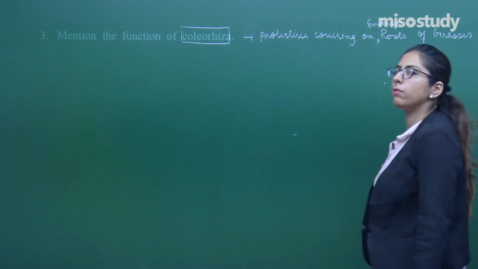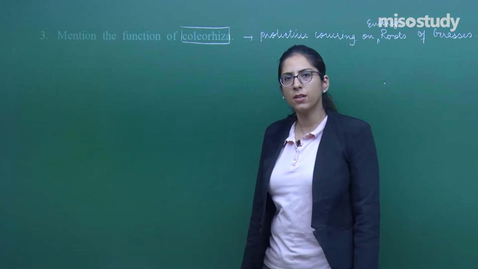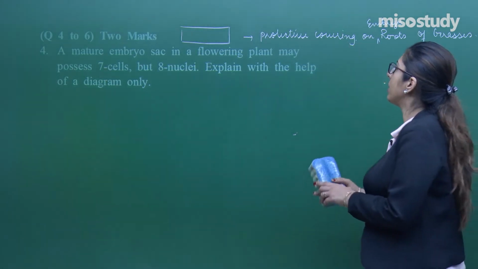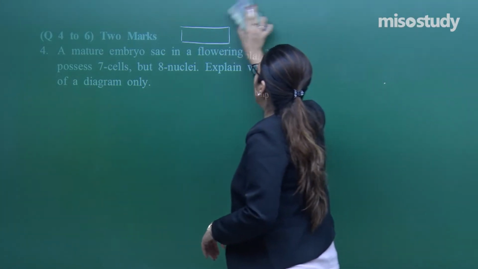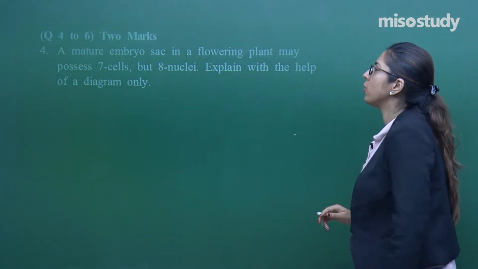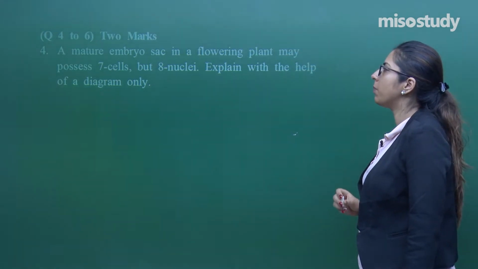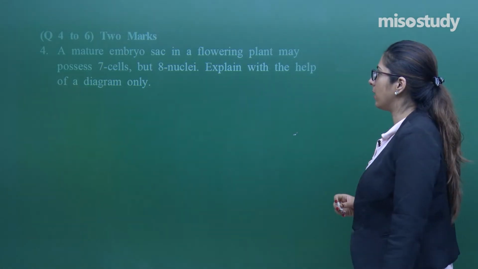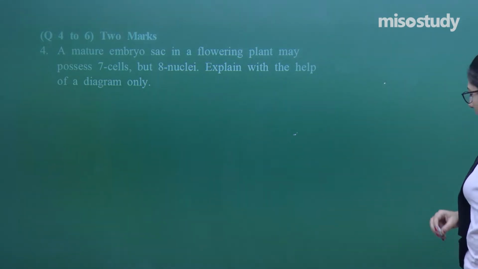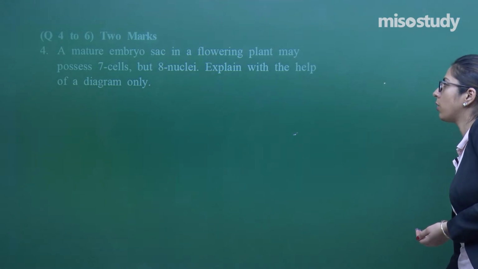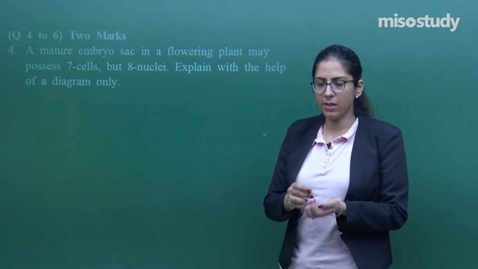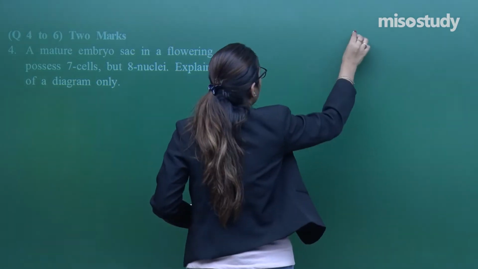Students, hope you have noted it down. Now, let us move on to the next category. This is question number 4, and these are the 2 marks questions, so you have to answer accordingly. The question indicates that a mature embryo sac in a flowering plant may possess 7 cells but 8 nuclei. Explain with the help of a diagram only. For that I need some colored chalks. This is the diagram which I have already drawn in the sessions, but this is just a rough diagram which I am drawing right now.